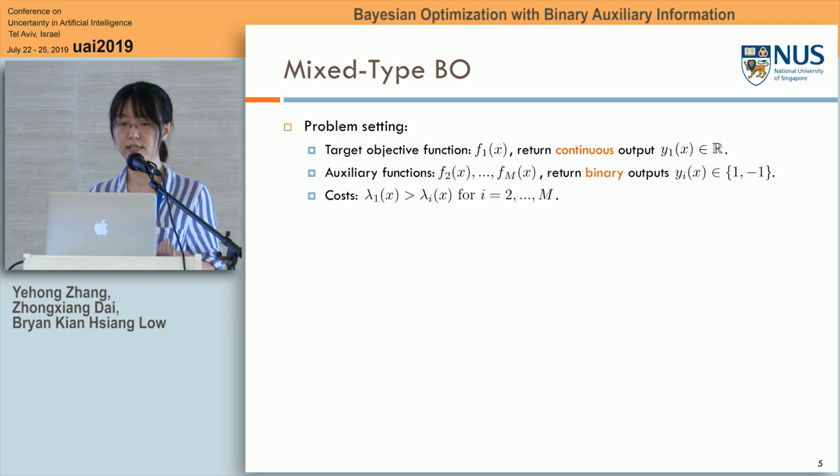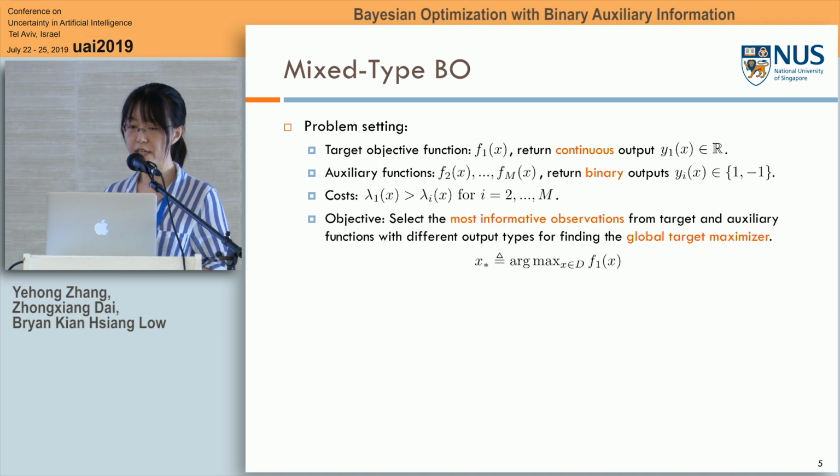We call this mixed type BO because we have both continuous and binary outputs in the observations. In our problem, there is always one target objective function which returns the continuous output, and multiple auxiliary functions which return the binary output. And we assume that the target function is more expensive to evaluate than the auxiliary ones.